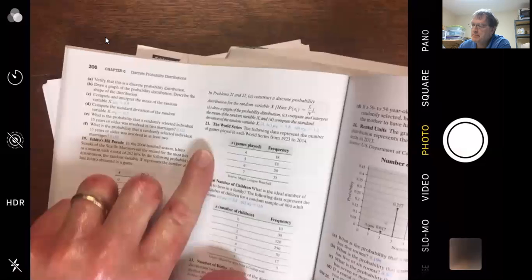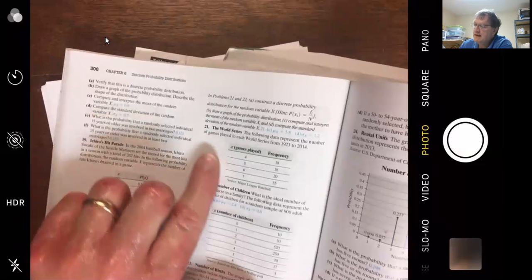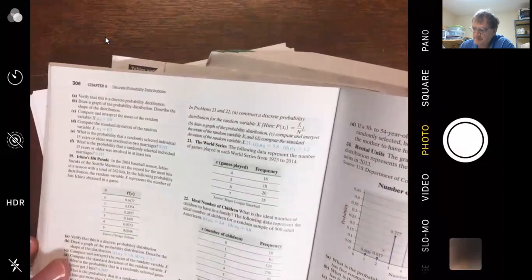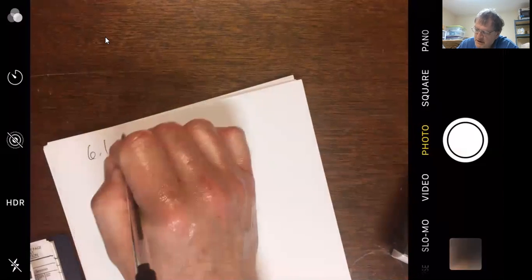Well, okay, I hadn't shown one like 21 here. This is the number of games played in the World Series from 1923 to 2014. That's the championship series of baseball, if you all are familiar with baseball. And you have to win 4 out of 7 games to win the World Series and be the champion of the baseball league. And so what they've done pretty much out of chapter 2, this is 6.1, page 306. Problem 21.